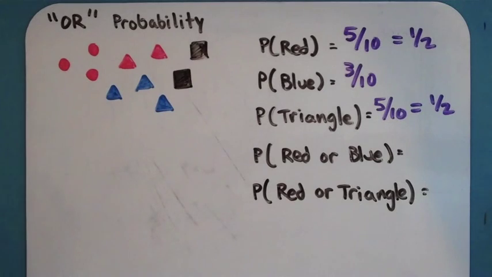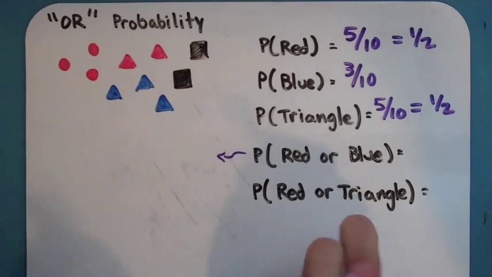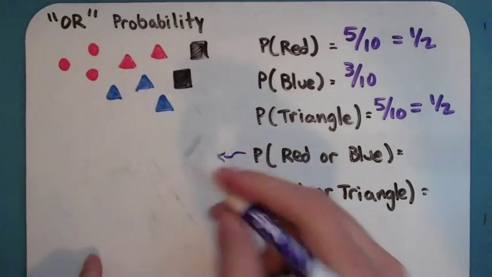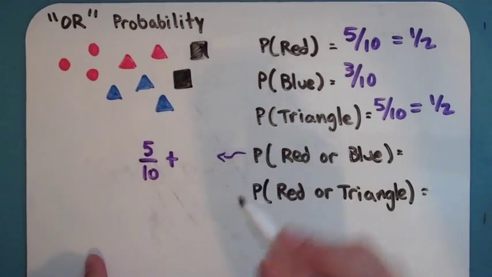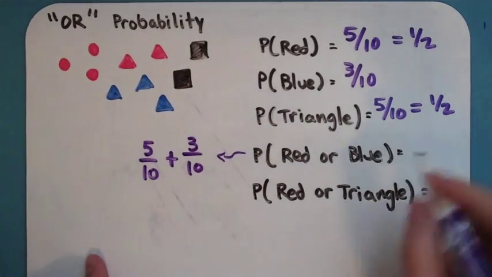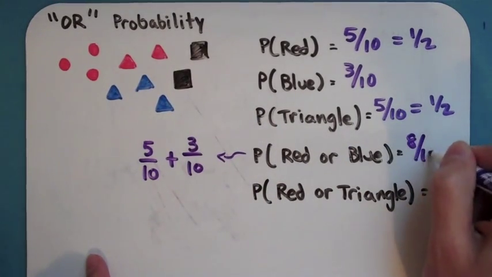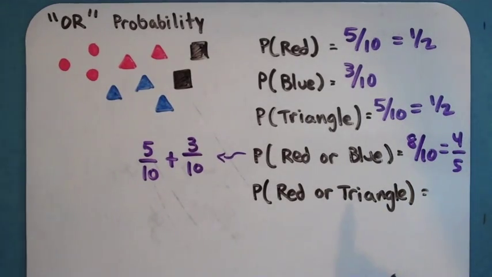Now, a good strategy for this one might be, well, you could just add the probabilities together. There are 5 reds out of 10, plus there are 3 blues out of 10, which gives you 8 out of 10, or if you reduce, 4/5. And that actually is correct.